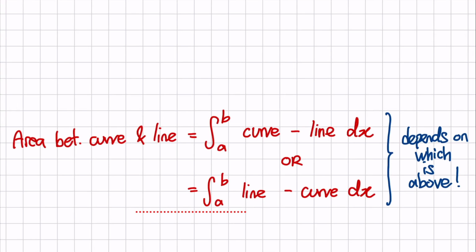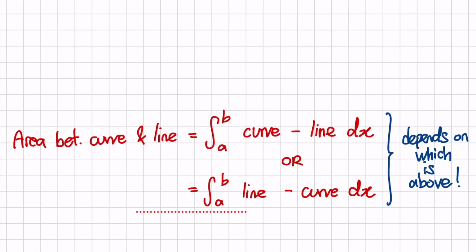To find the area between a curve and a line, you simply need to make sure you know what the lower limit and the upper limit are. Then you take the expression of the function of the curve minus the function of the line and integrate that, or it can be the function of the line minus the function of the curve. This depends on which is above, meaning in your graph, in your sketch, which line lies above the other.